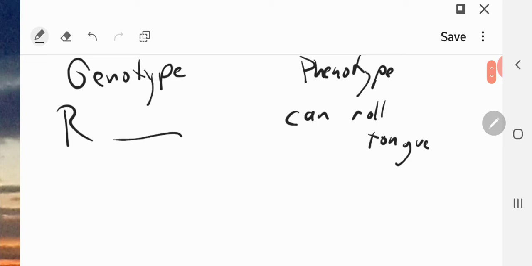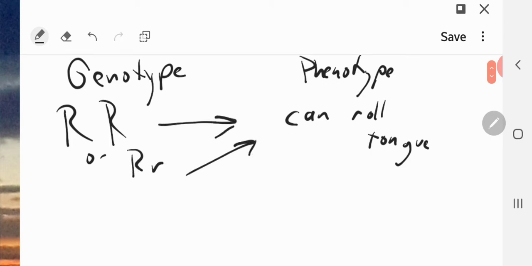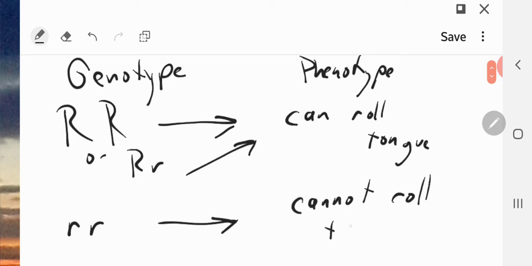Putting it in a tube. I'm making funny faces. You can't see me. That's all right. Well, this is shorthand right here. So big R nothing is the same thing as big R, big R, or big R, little r. And in both of these genotypes, you can roll the tongue. However, if you happen to have two of these little r's, your phenotype then is cannot roll the tongue.